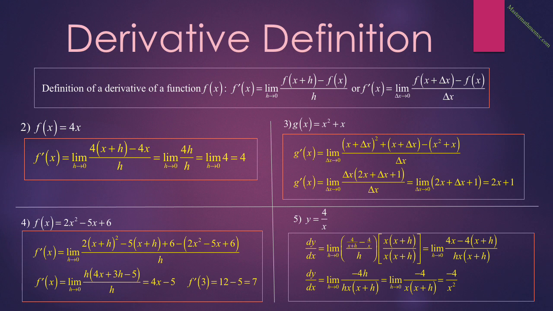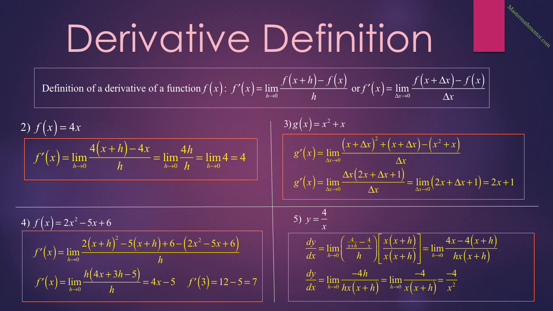In number 5, the algebra gets messier still. We're given the function y equals 4 over x. And since we are told y equals, we'll use the notation for the derivative dy dx. And that will be the limit as h approaches 0 of 4 over x plus h minus 4 over x all over h. This is a complex fraction that we have to clear.